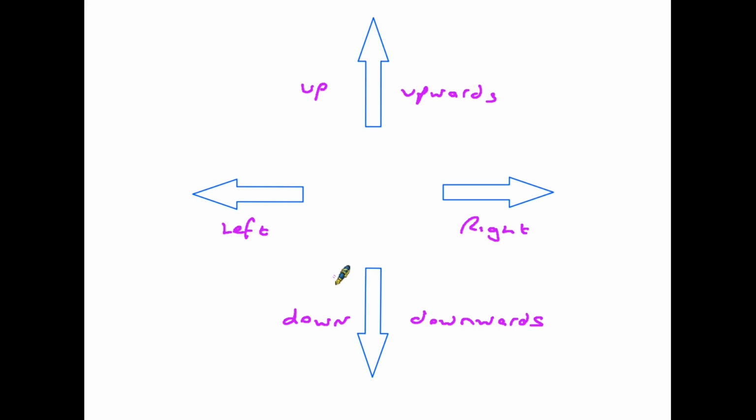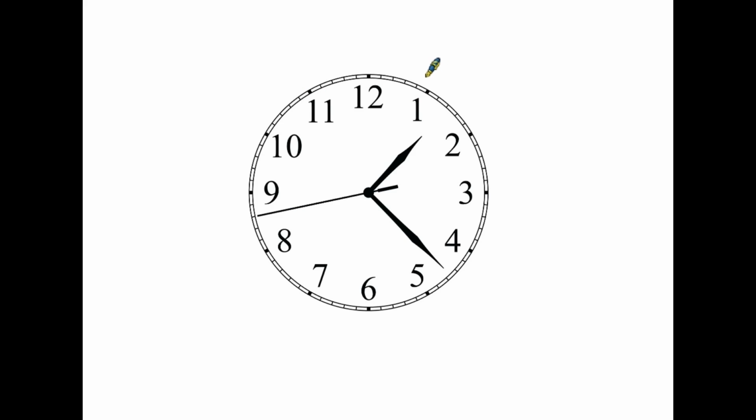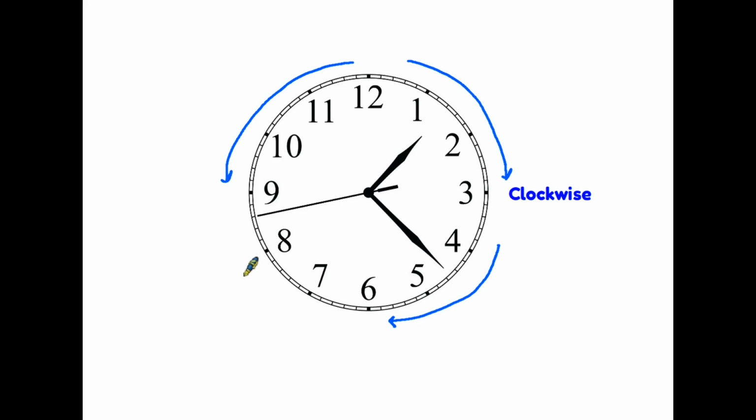However, not all directions are in straight lines. Let's take a look at a clock face. Now we know that the hands of a clock all go around in a certain direction. It's not a straight line, but we do have a name for that direction. We call it clockwise. Similarly, if we see something turning in the opposite direction to the hands of a clock, it is known as anti-clockwise.